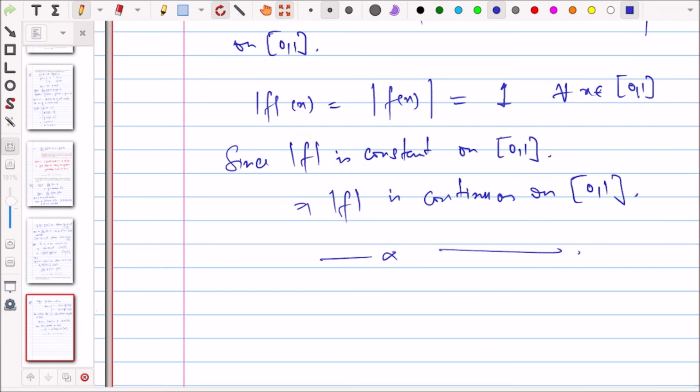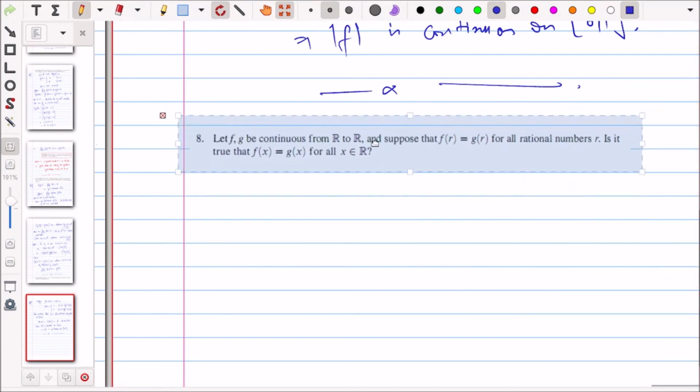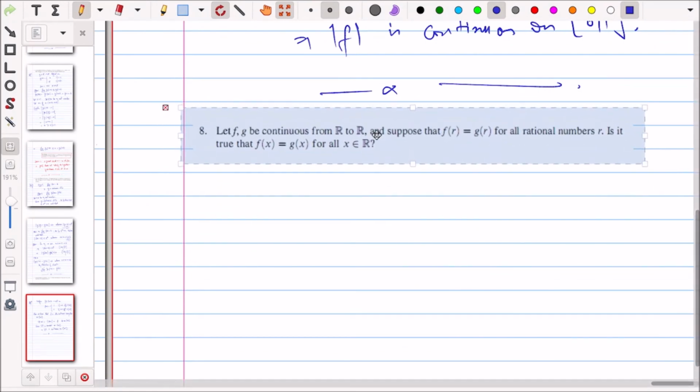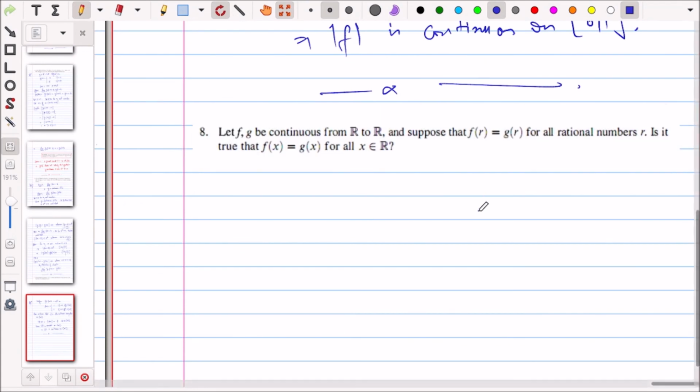Now let us take another question, which is question number 8. This is also a simple question. We have already done such types of questions, where we were to show that if f(x) is equal to 0 for every rational, and the function is continuous, then f(x) is 0 for all R. We did a similar question before.